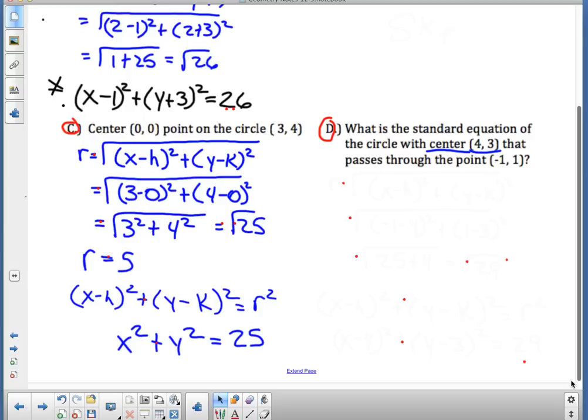The reason I did this is I always have students say, well, you didn't ask it the way you did. Guys, I can ask it a little differently each time. You have to recognize based on the wording that that's what I'm asking you to do. So what is the standard equation of the circle with center 4, 3 that passes through the point negative 1, 1? Same method. Go.